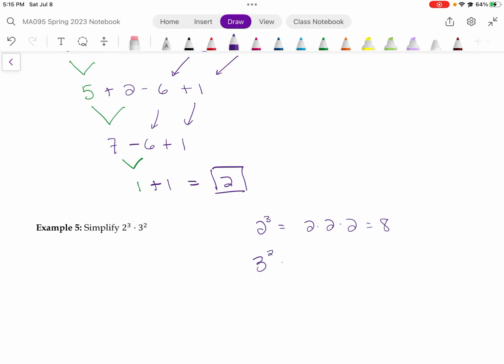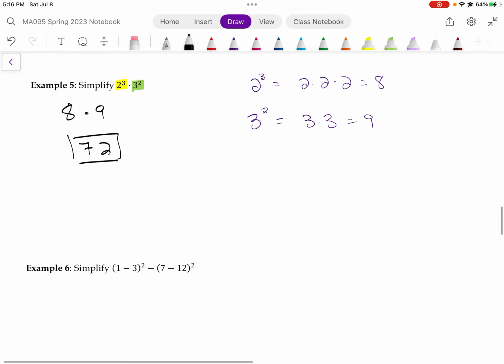And 3 squared is 3 times 3, which is 9. So we get 2 cubed. This one right here is going to be 8 times this one right here is going to be 9. 8 times 9 is 72. All right, give this one a try.